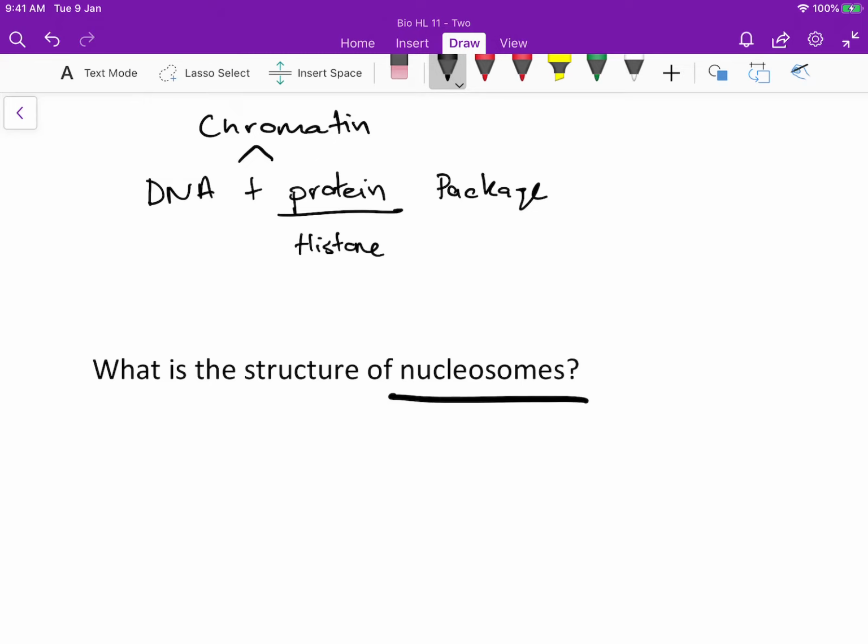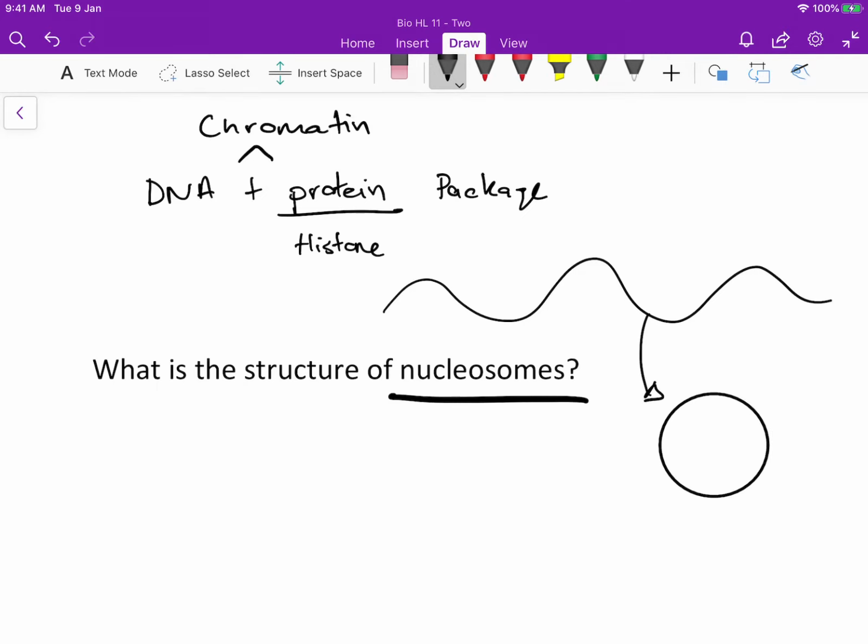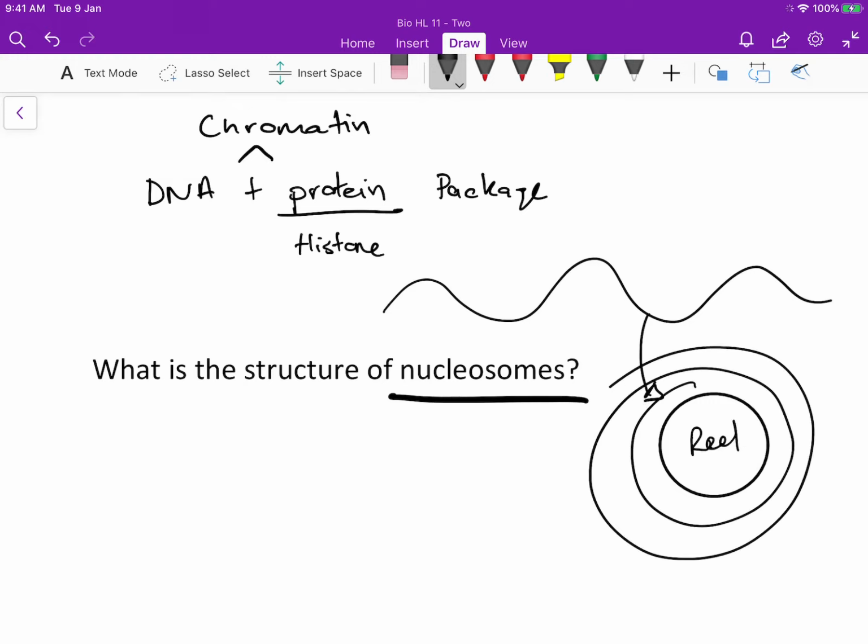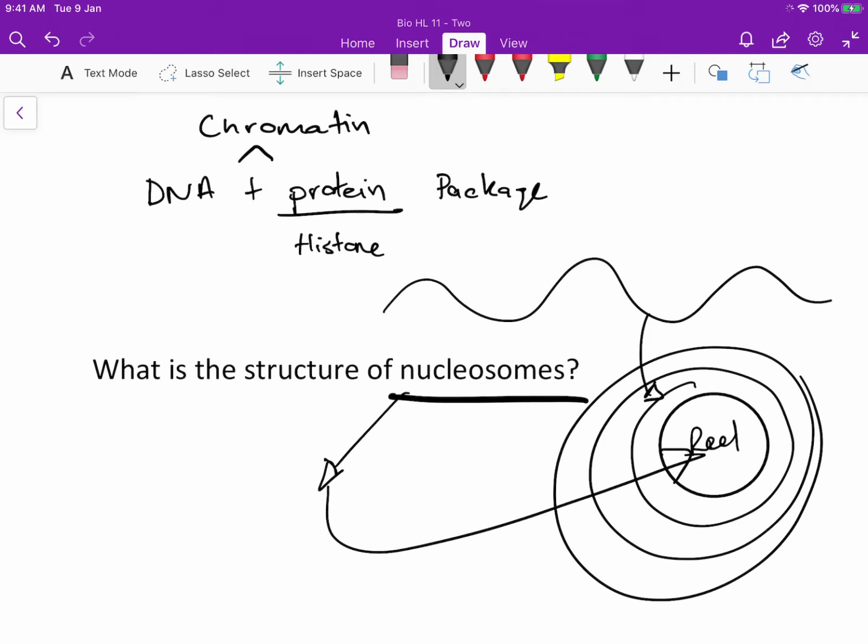It's DNA wound around proteins. So if you think about if you had a very long piece of string, the way that we keep string packaged is that we wind it around a reel. So we can get lots and lots of string around a reel in a very condensed way rather than just having all of the string by itself. And so a nucleosome is the version of the reel. It's a protein reel around which we're going to wrap the DNA.